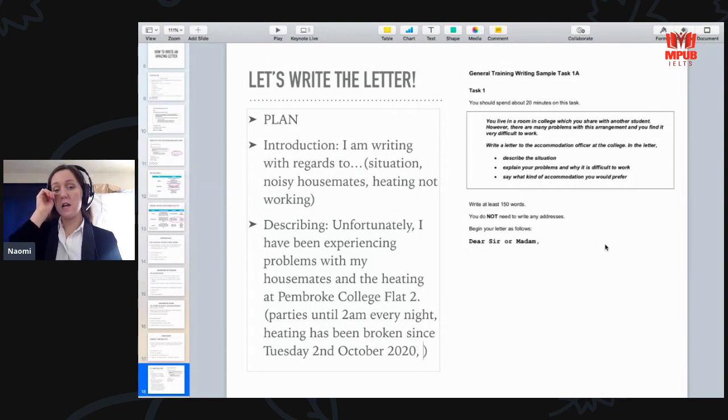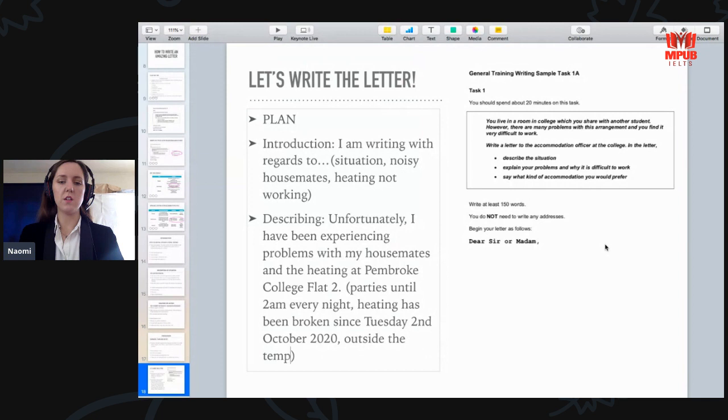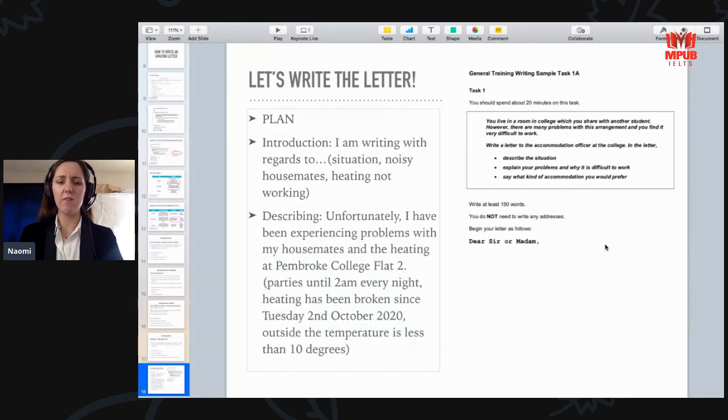So since then, other little details I want to include. Outside, the temperature, and you have to be careful with your spellings because you won't have spell check. I was relying on my spell check there. Temperature is less than 10 degrees. Oh, that is cold, isn't it? Okay. I'm maybe going a little bit quicker than you might in your planning, but it's just because I don't want us to run out of time.